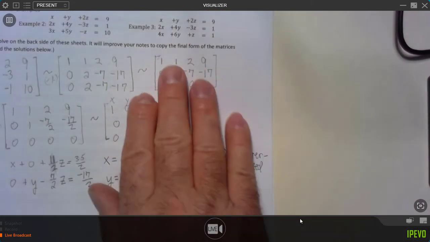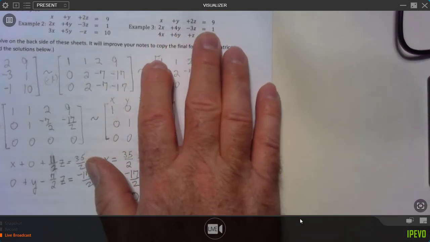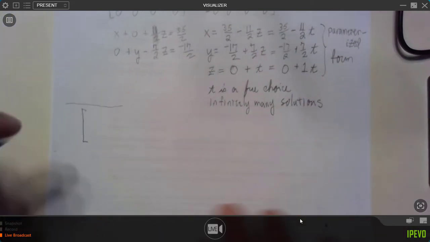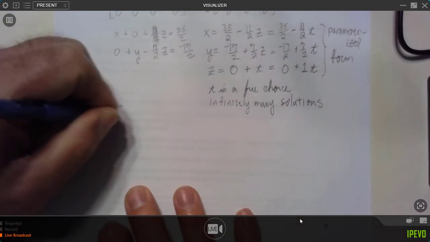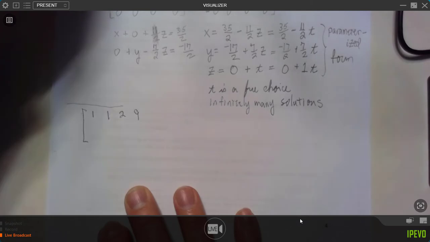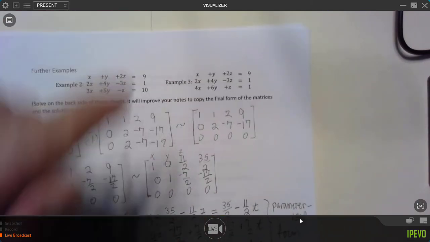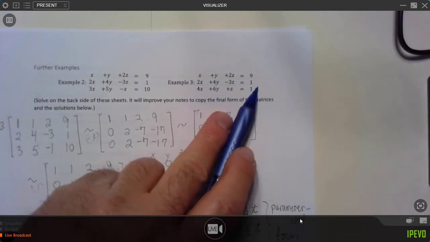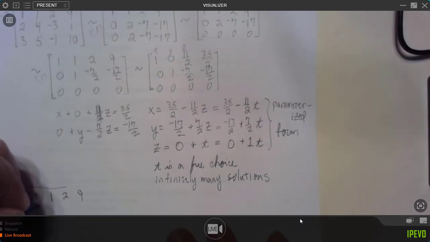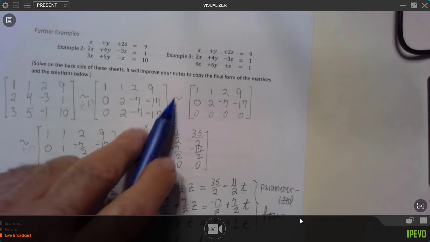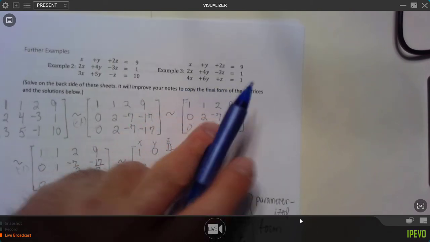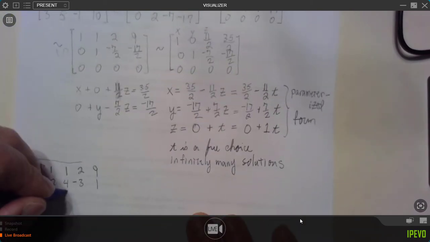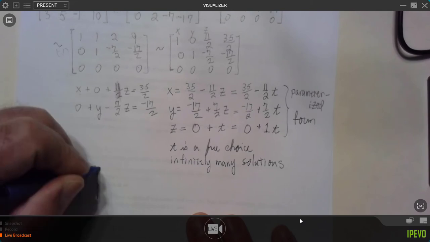So I'm going to start out by converting this to a matrix form. So I'm looking way up here, 1, 1, 2, 9 for my first row. Second row, 2, 4, minus 3, 1. And the third row, 4, 6, 1, 1.